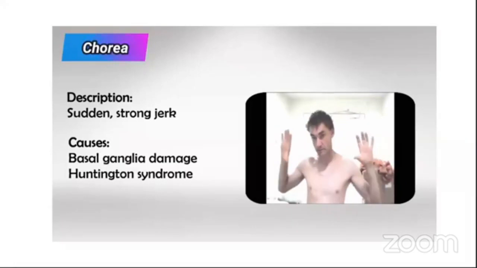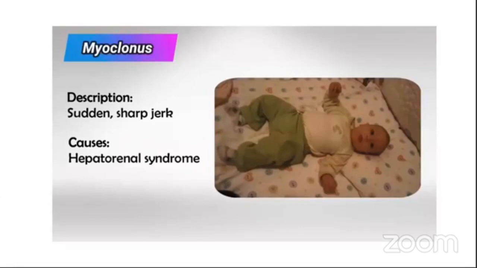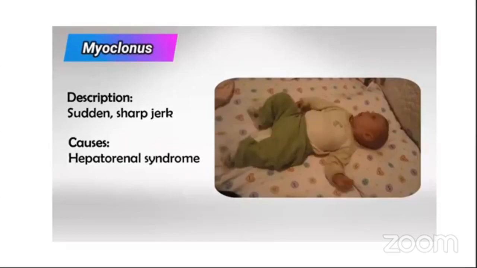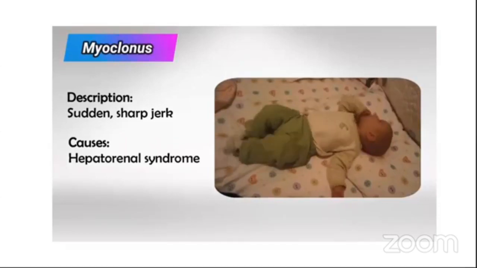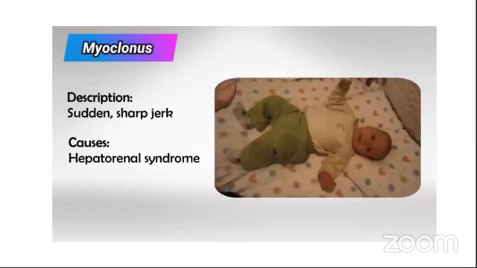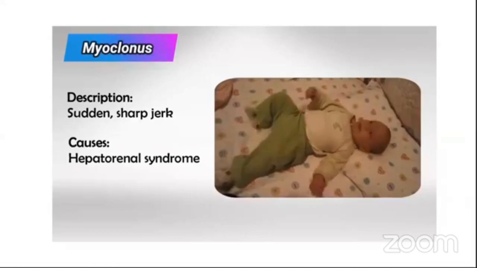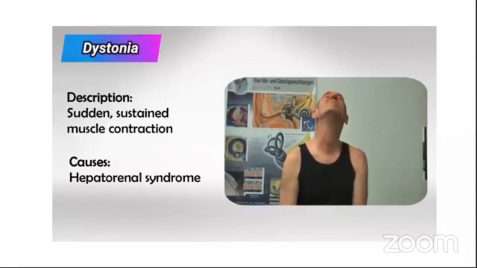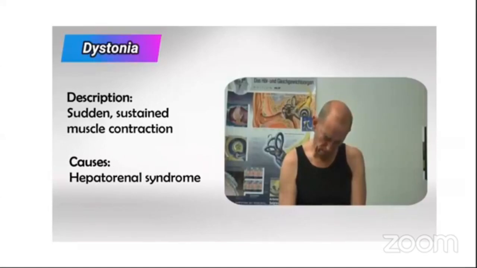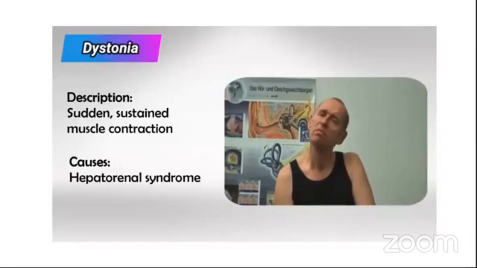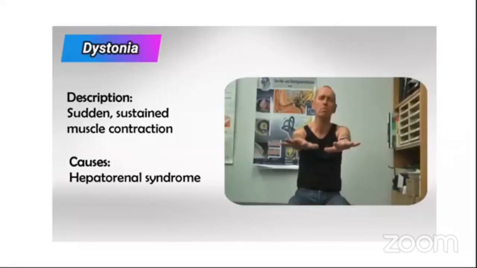Next, we have myoclonus, and this is a sharp, sudden, weak movement. It's almost like a shock or sudden vibration in a muscle. And this can present as hiccup. We see this in hepatorenal syndrome. Next, we have dystonia, which is a sudden contraction in a muscle and sustained contraction. This commonly presents in the hand as writer's cramp, or in the eyelids, with constantly closed or open eyes.